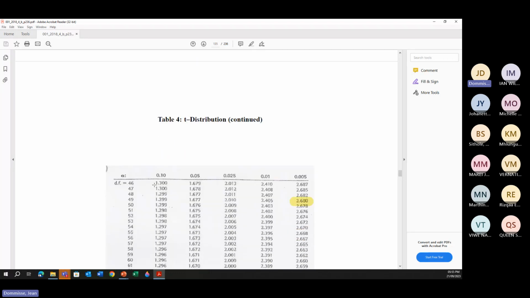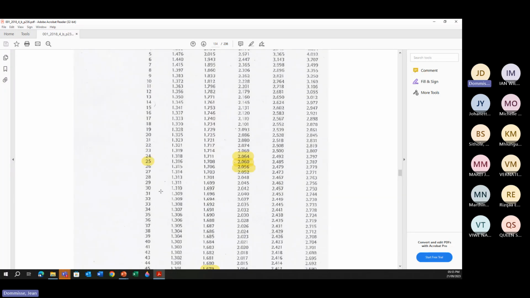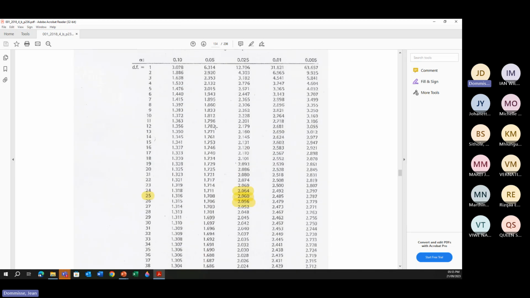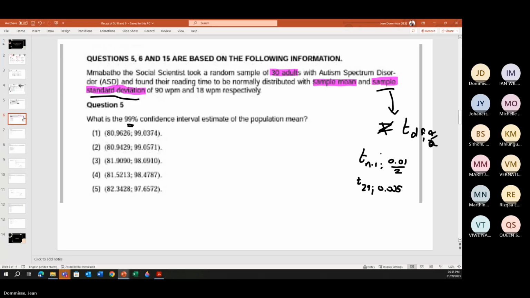Okay, so we sit with a T. We said it is 29. And we said 0,005. Okay, so 29, 0,005. So it is 2,756. So that is 2,756.